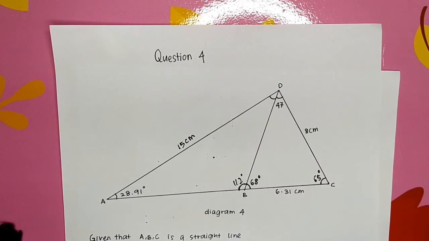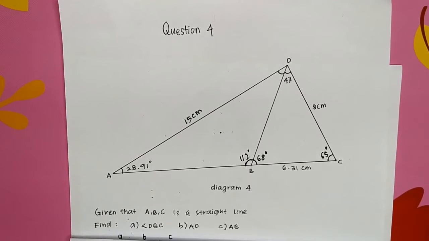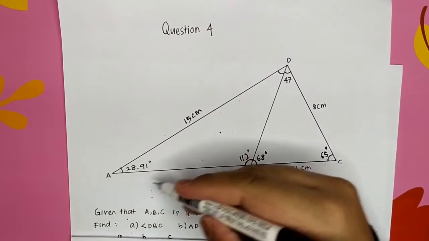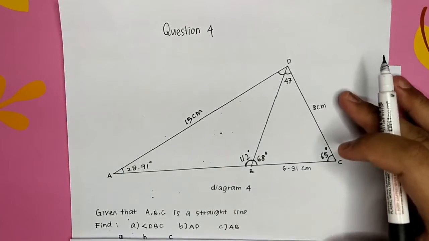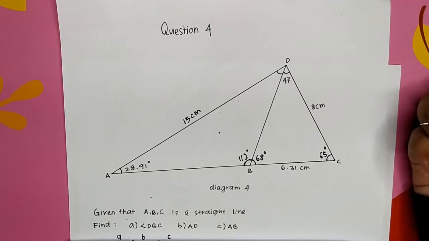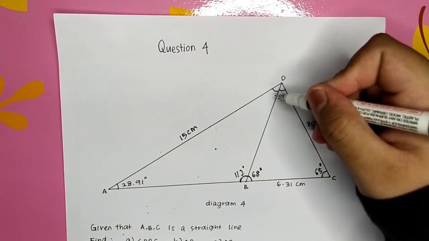So for question C, question C asks us to find the value of AB. So AB is right here. So we want to find the length of this side. What we need to do first is find this angle first. The angle right here. How to find this angle?